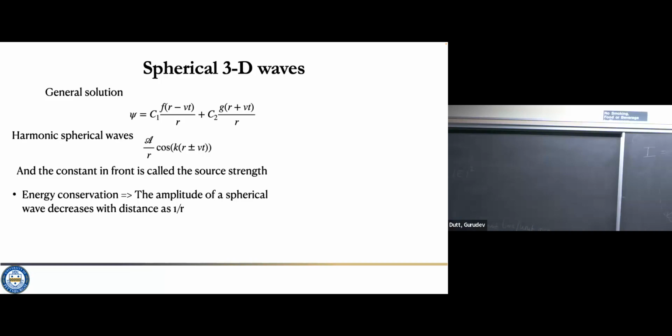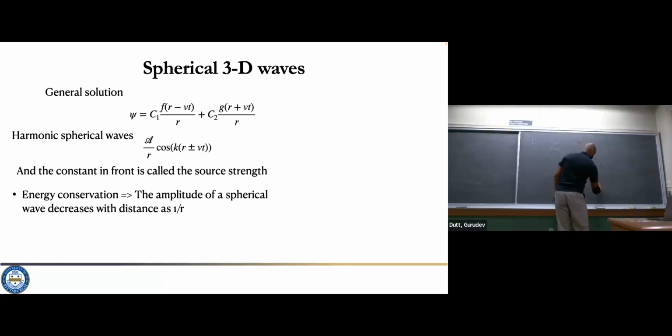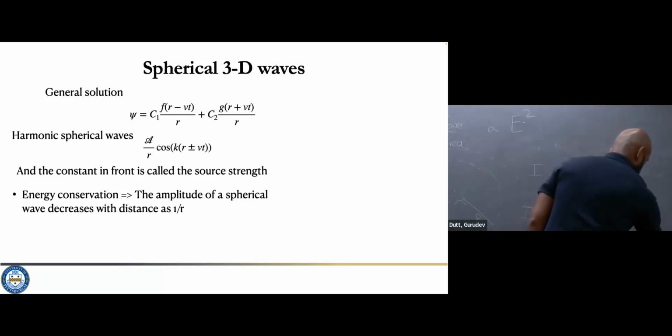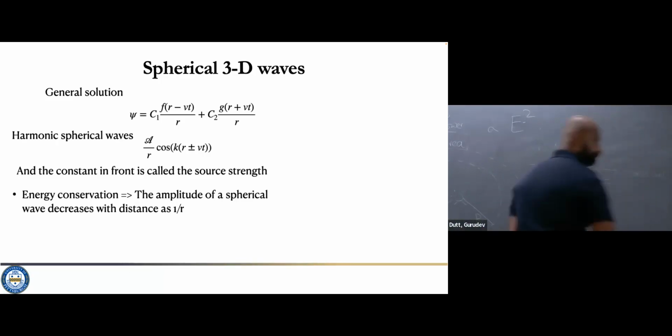And therefore, E squared must be proportional to 1 over R squared. Means E is proportional to 1 over R. Okay? So this is the physical argument of why the electric field from a spherical source must fall off as 1 over r. Everyone okay with this?